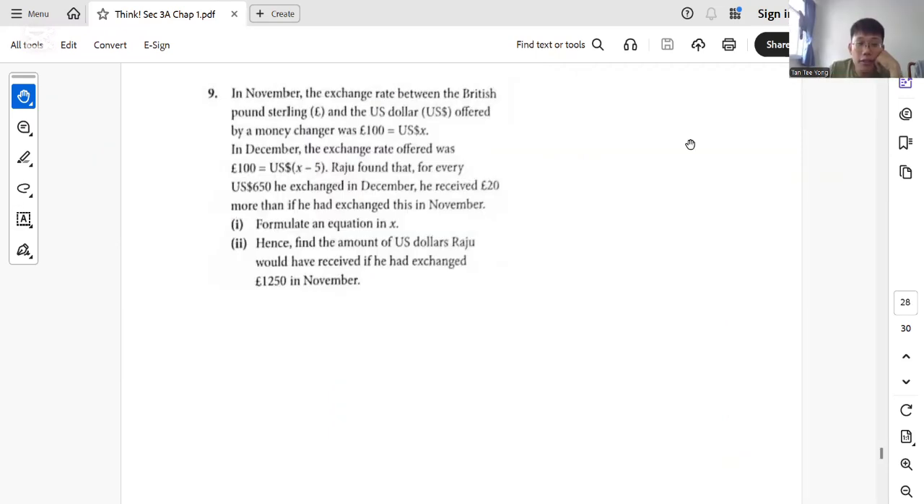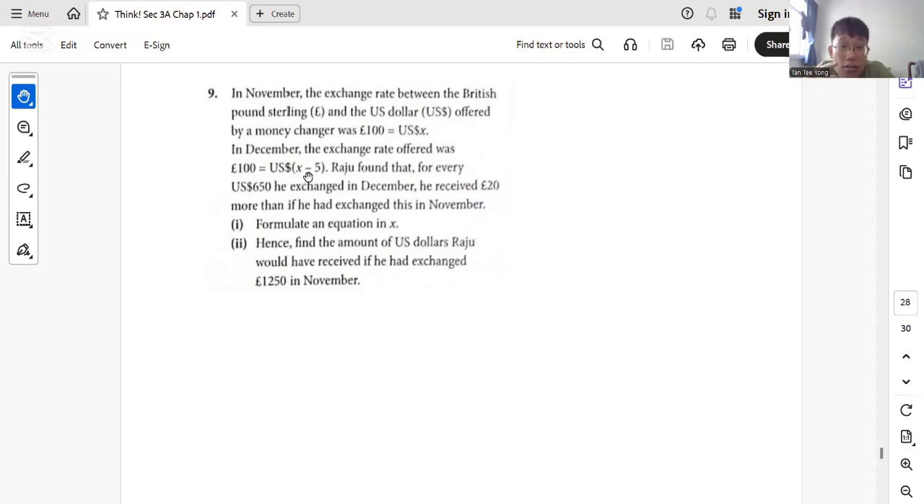Okay, everyone, I'll go through question 9. So in November, the exchange rate. This is a real world context question based on quadratic equations. The exchange rate between the British pound and the USD offered by a money changer was 100 pounds to US X dollars. This is in November. So in December, the exchange rate became 100 pounds to USD X minus 5.